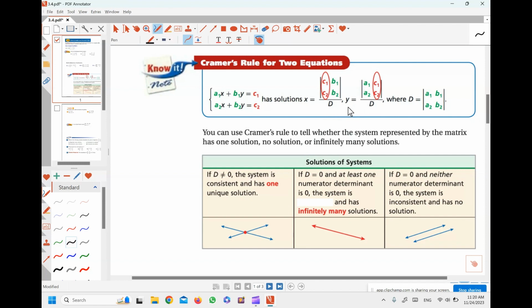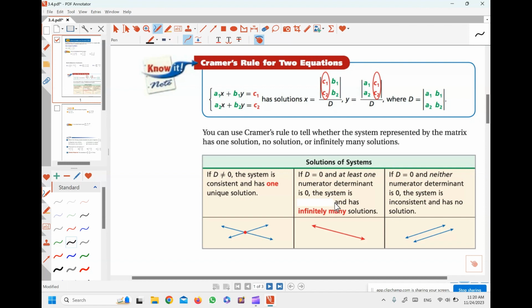If the denominator is not 0, you could say that there is one unique solution. If the denominator is 0 and neither x's nor y's numerator is 0, then there is no solution, because remember, a number over 0 is undefined. Or you could have 0 in the denominator and 0 in one of the numerators, in either x's numerator or y's numerator. In this case you have 0 over 0, which is different than a number over 0. So this means you have infinitely many solutions.